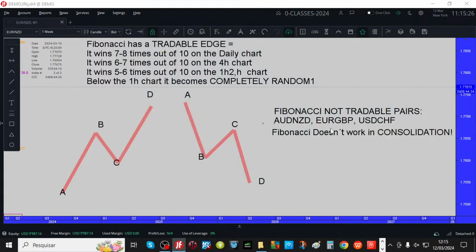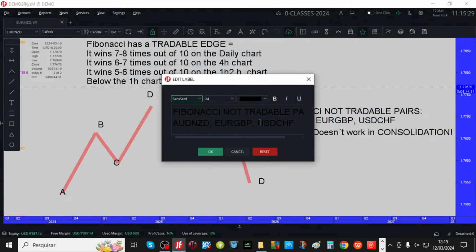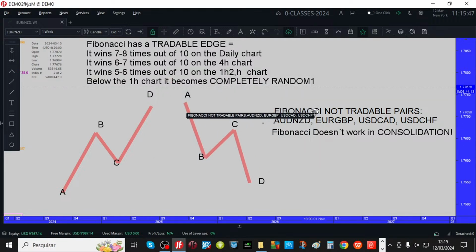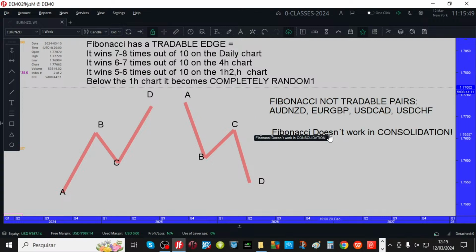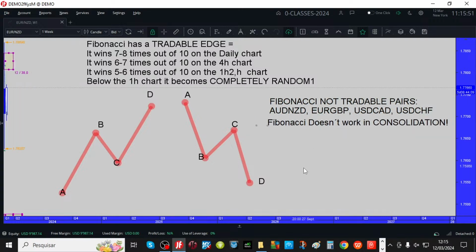Alright, we're going to add to the pile. USD CAD, right? USD CAD. Alright, everybody? There you go. Fibonacci not tradable pairs. Alright?